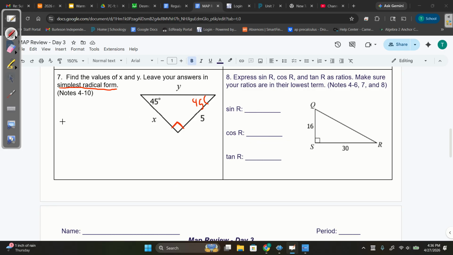Now, if we remember the original 45, 45, 90 triangle, the side lengths were 1, 1, square root 2. Each of the legs being 1, and the hypotenuse being square root 2. So, what we want to do is label what the original values were. This one was originally 1. This one was originally 1. And the hypotenuse was originally square root 2. And we're going to use proportions to help us find the missing variables.